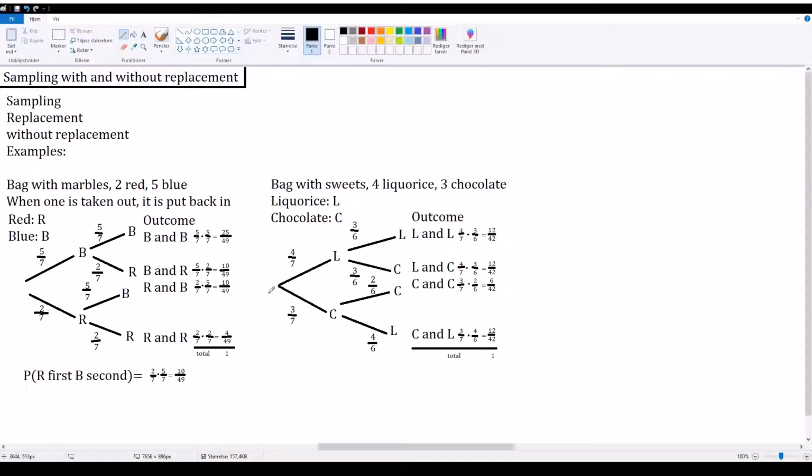And as you can see here, if you get a chocolate first, then the chance of getting a licorice is going to be higher, but the chance of getting a second chocolate is going to be lower. And here again you can see the different possible results. So as you can see, it's most likely that you will get a licorice at some point, and it's least likely that you will get 2 chocolates in a row, as you can see here, because it's only a 6 in 42 chance, while the others are 12 in 42.